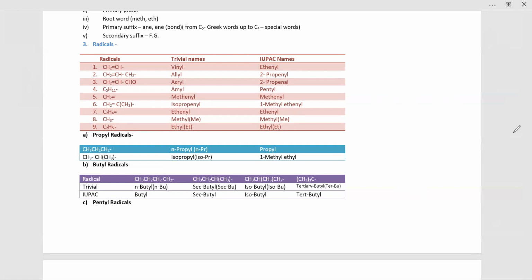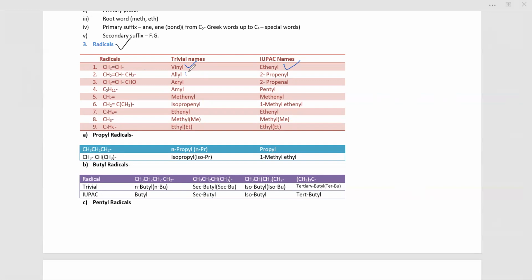Right, so it will be helpful for you. Fine. Radicals: that is all over now. Ethyl, methyl, propyl, butyl, pentyl, that is all over. Now here, CH2 double bond CH, this I also explained to you, is vinyl. The IUPAC name will be ethenyl.